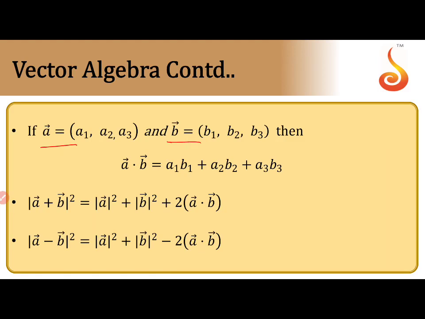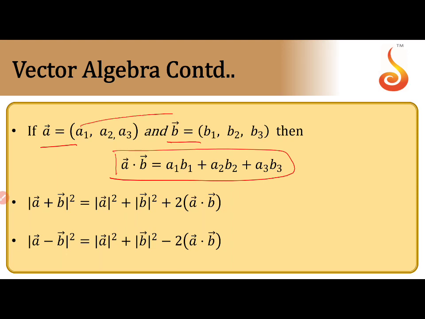If A bar is A1, A2, A3, that is A1 i plus A2 j plus A3 k, and B bar is B1 i plus B2 j plus B3 k, then A dot B is taken as the sum of products of the corresponding components, meaning the i component, j component, k component. That is, A dot B is A1 B1 plus A2 B2 plus A3 B3. Clear this one? How to find A dot B?